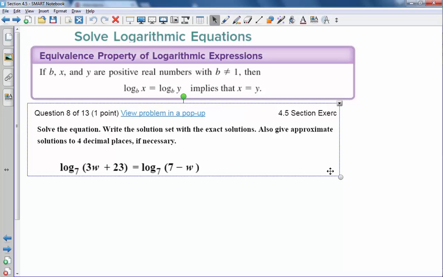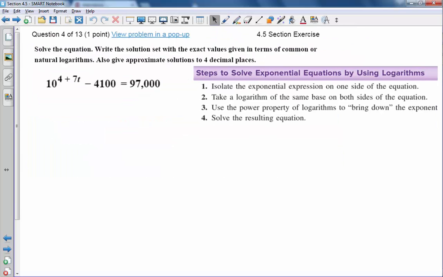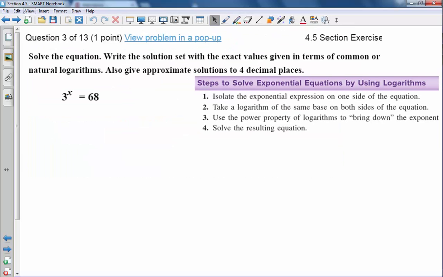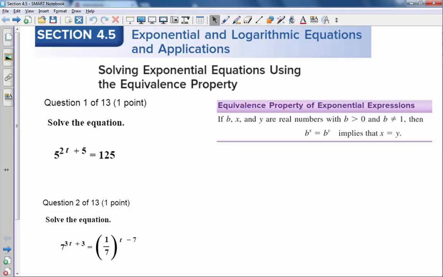Alright, we're continuing 4.5 today. I want to first start with a review of last session. We started solving two types of equations. Well, we managed to finish only the first part, exponential equations.